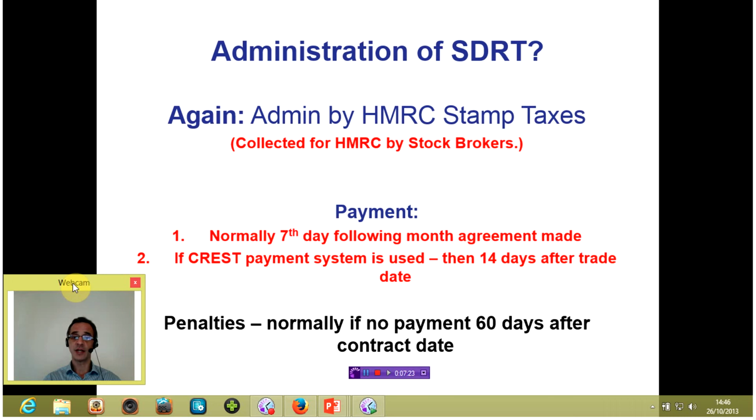In terms of penalties here, no payment 60 days basically after contract date, so payment would be incurred at the 61-day point. Okay.